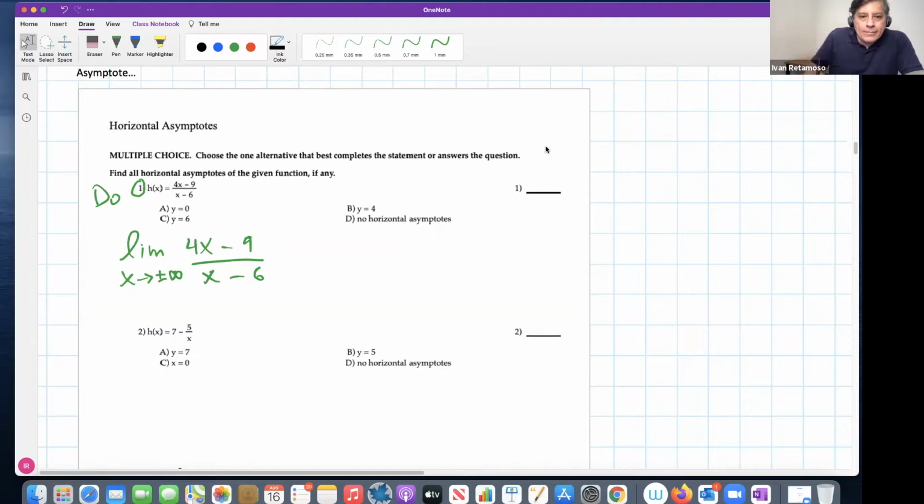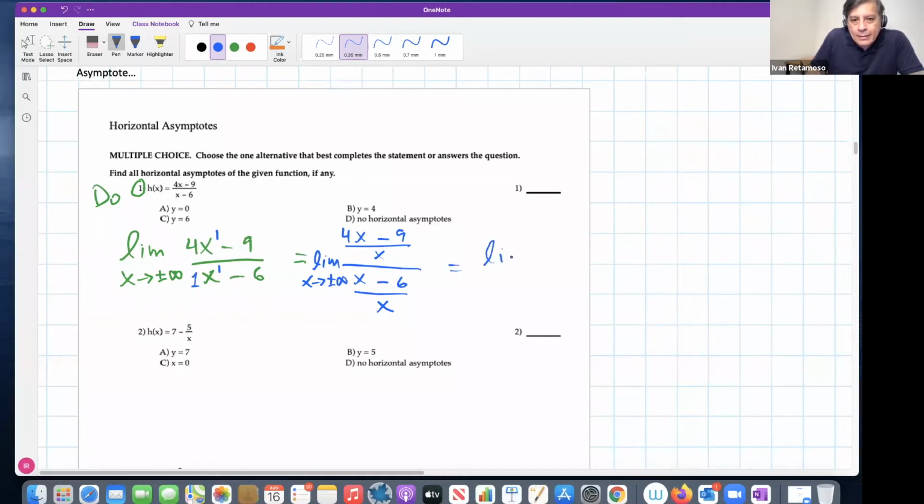Excellent, right? When you do this process, you realize that as long as these two degrees are the same, when you divide by the highest power of the denominator, which is x, you end up basically dividing the 4 and the 1, right?